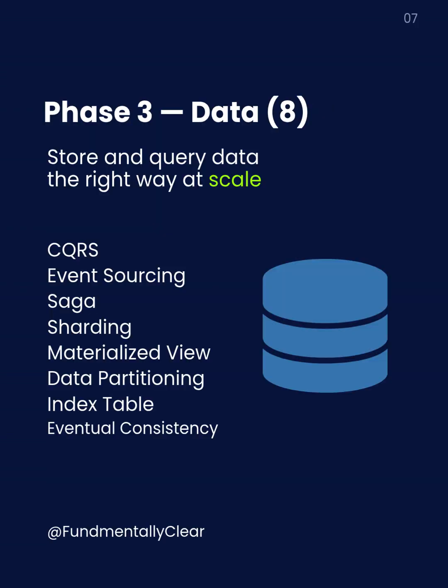Phase 3 tackles data because storing and querying data at scale is its own engineering discipline. CQRS, event sourcing, Saga, Sharding, Materialized view, data partitioning, index table, eventual consistency. These patterns are the difference between a system that slows down at scale and one that thrives at scale.